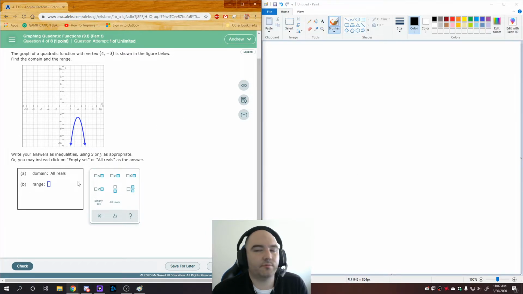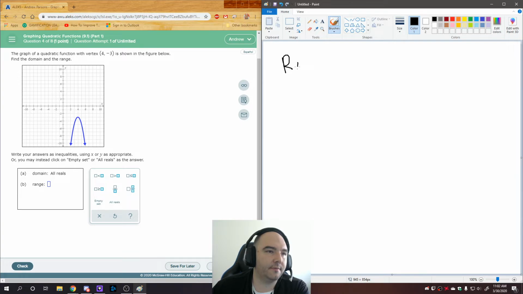The range. So the range is how low and how high the graph goes. For example, this graph goes down forever. It does not go any higher than this vertex point here, which is very important. So you have two options when it comes to the range.